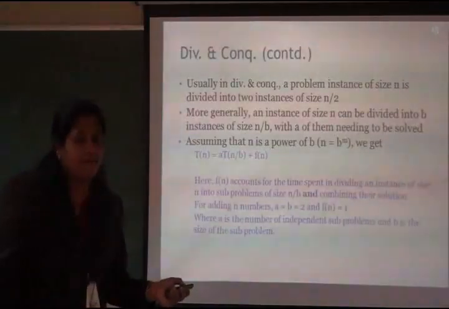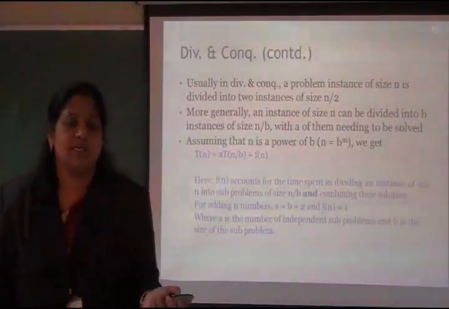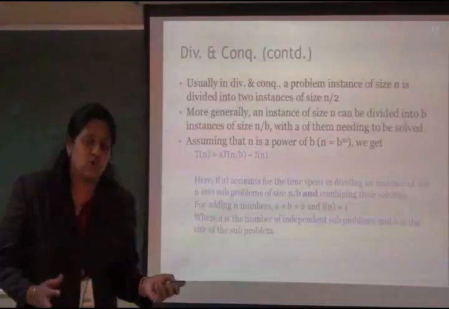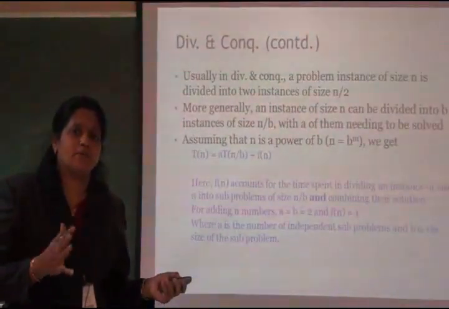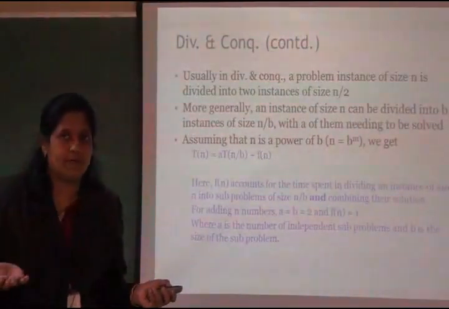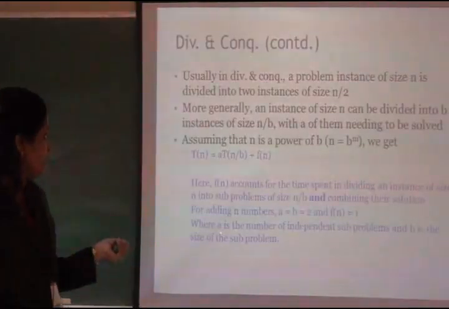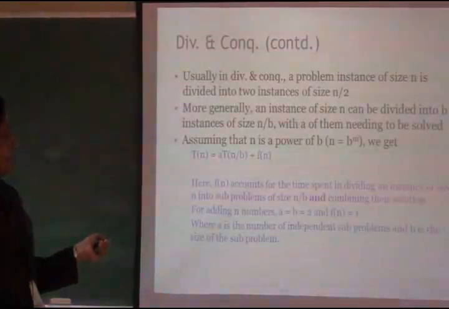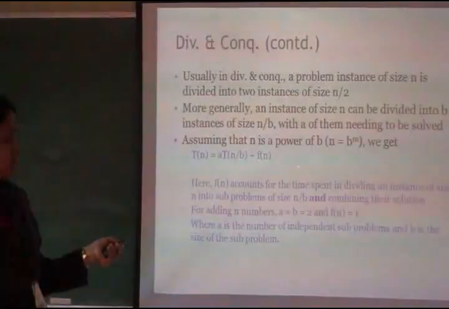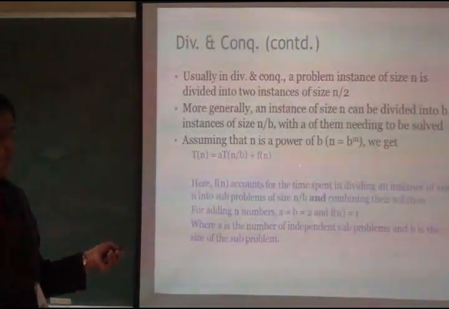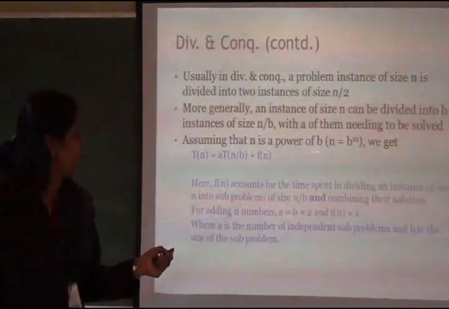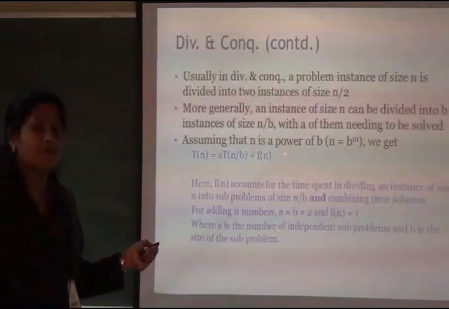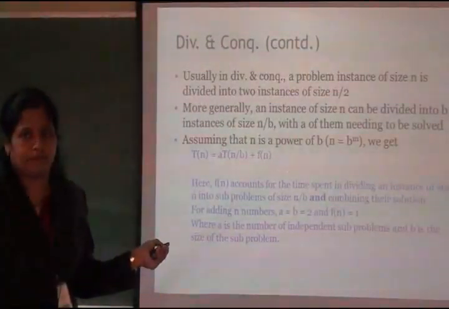One more thing: in the divide and conquer strategy, it is not necessary that you always divide the problem by n by 2. As I said before, it can be divided by n by b, and based on that the time can be calculated. This is the formula, T(n) = a T(n/b) + f(n). These things we have already discussed, when n is 1 or f(n) is 1, and when a and b are the same.